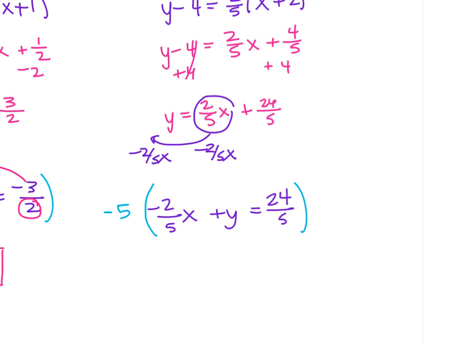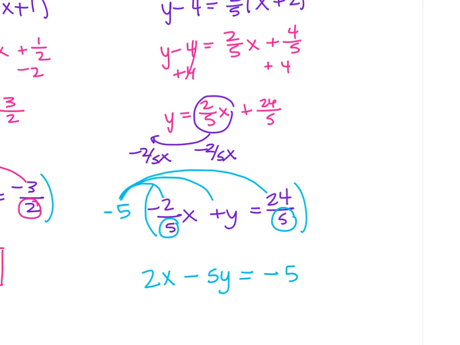All right, negative 5 times negative 2 is 10, divided by 5 is 2. Carry down your x. Minus. Well, okay, I said minus because it's going to be a negative 5 times y, which is a negative 5y. Equals. Negative 5 times 24 is negative 120, divided by 5 is negative 24. All right, we have no fractions and a positive a value, so this is standard form.